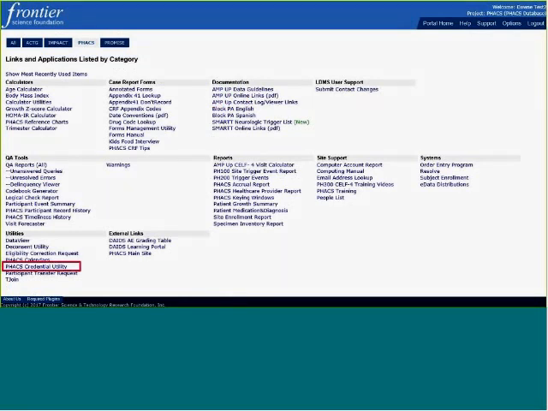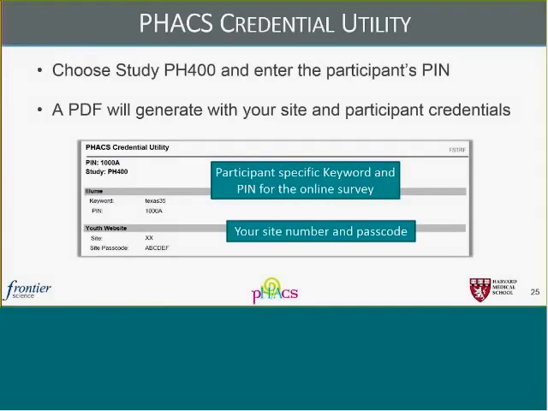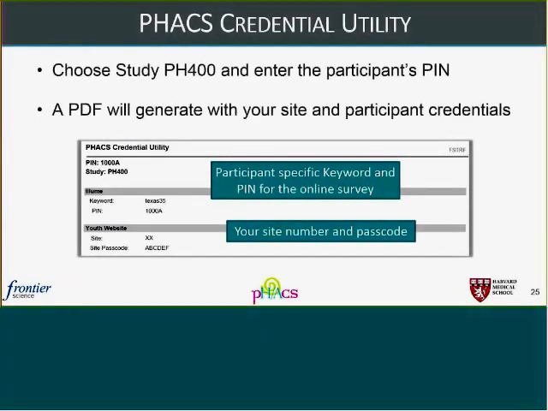The PHACS credential utility is on the PHACS portal under the Utilities tab. When you click on the PHACS credential utility, you'll be asked to enter the study and your participant's PIN. When you click Submit, a PDF will generate your site and your participant's credentials. So under the Ellume section, as you'll see here, Ellume is the software we use to build our online surveys. So the participant's keyword will be listed there with their PIN. And then the section below that shows the youth website with your site number and your site passcode.